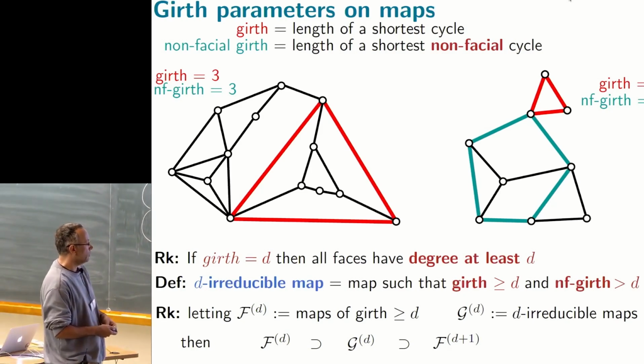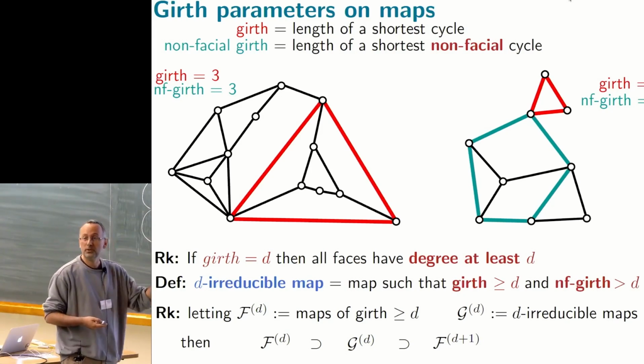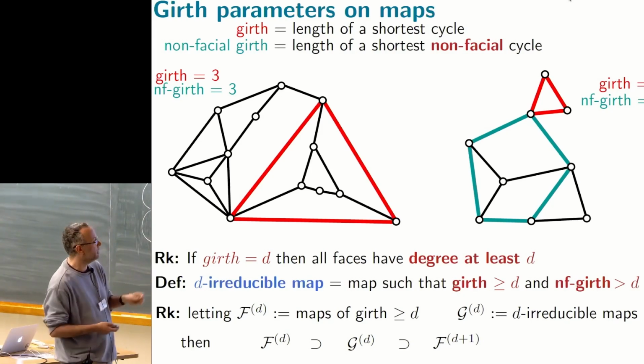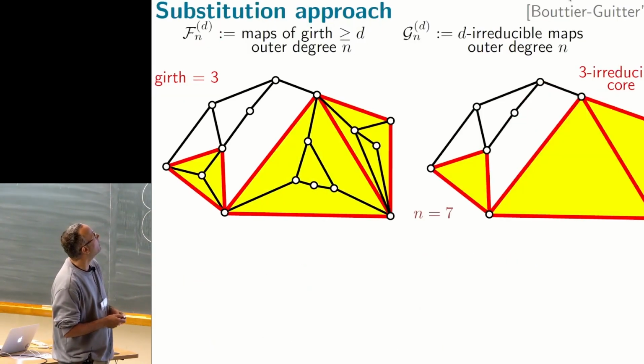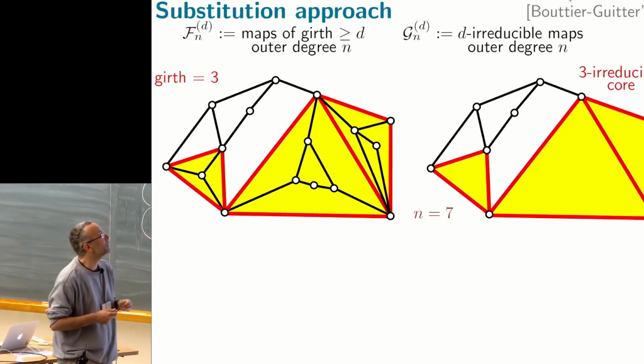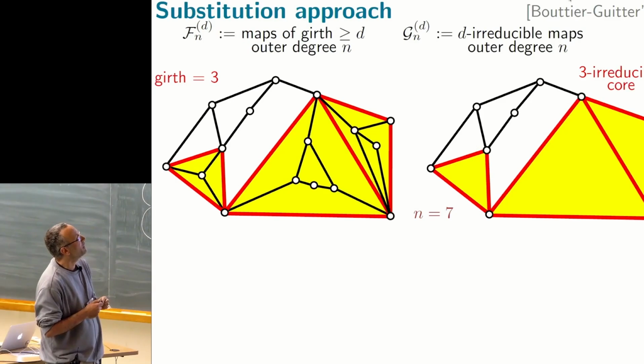And it's also clearly included in maps of girth at least d plus 1, because if you don't have faces of degree d, then these ones are exactly these ones. Okay, so it's kind of a convenient intermediate family. And actually, it's very useful. And this is a nice work by Emmanuel and Jérémy.